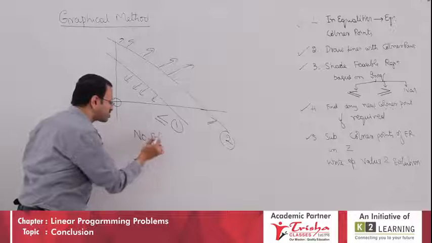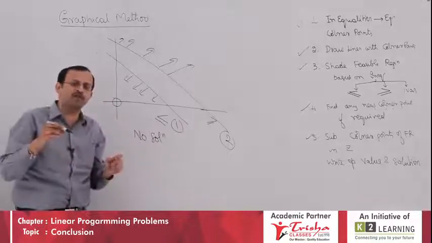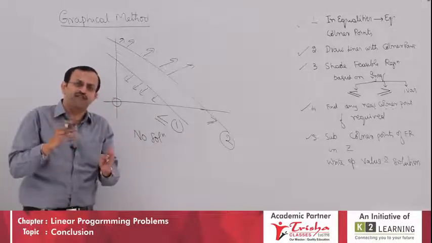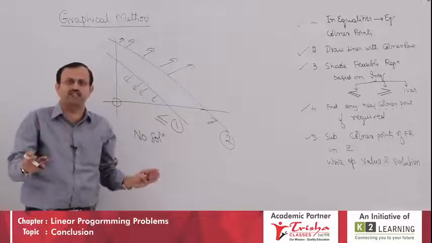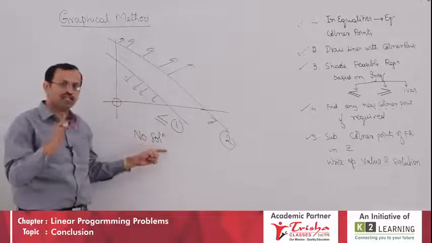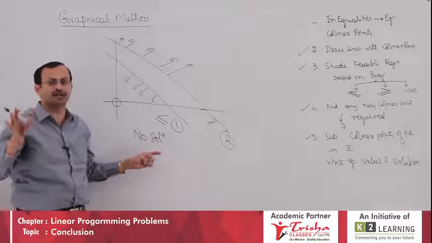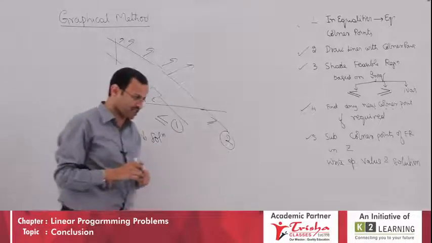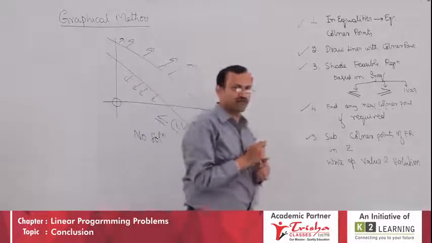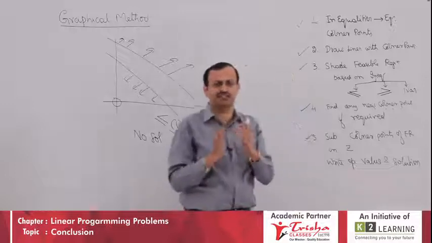Why it is no solution? Always optimum solution lies in the feasible region. If a graph does not have a feasible region, you have to conclude there is no solution to the given LPP. Alright. Now students, now we will quickly summarize what all I have discussed in the earlier parts.